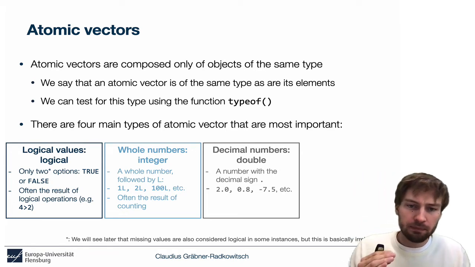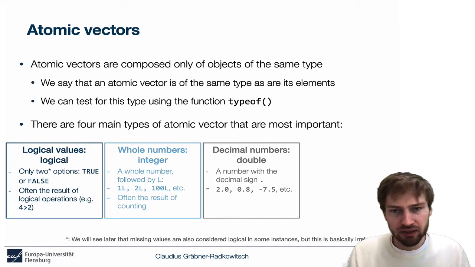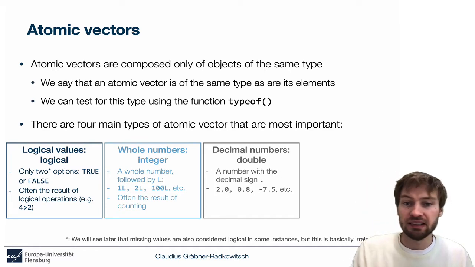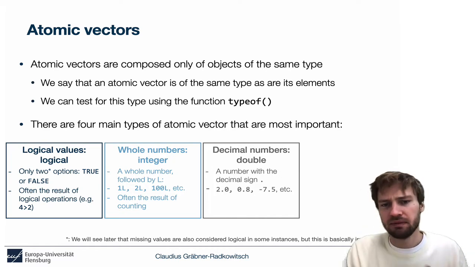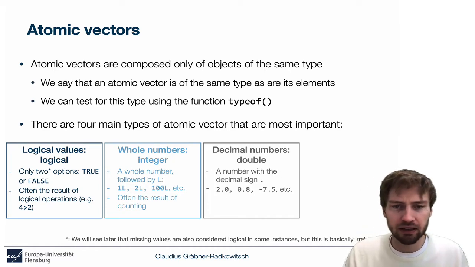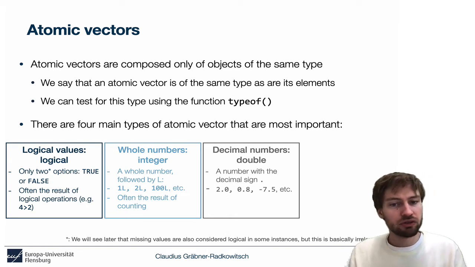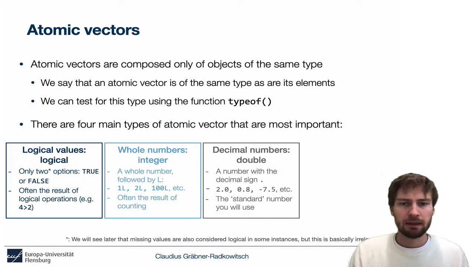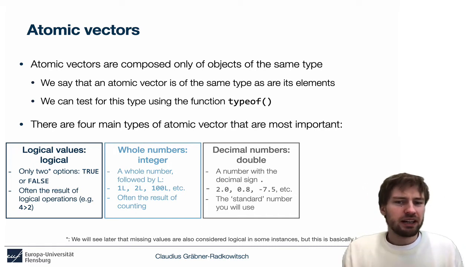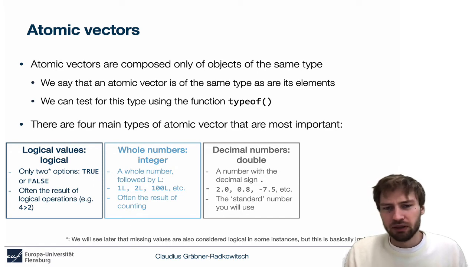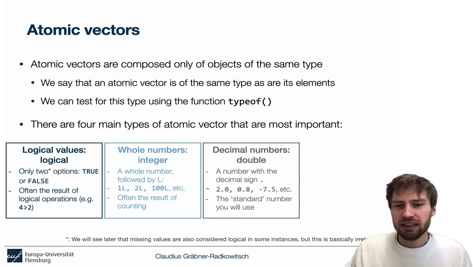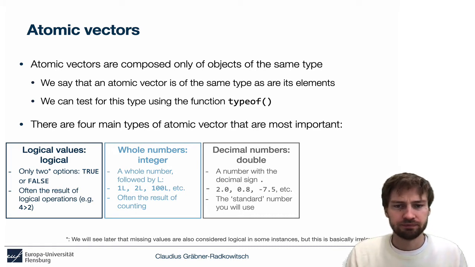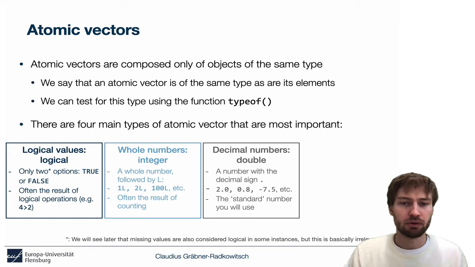Here, keep in mind that 2.0 counts as a decimal number, so as a double, but 2L counts as an integer. For you as a human, these two elements might be completely equivalent, but for the computer they are not. So there is a difference between 2 and 2.0. Nevertheless, I would say that in practice, doubles are the standard number you will use. In most of the cases you're dealing with something, doubles are much more frequent than integers. Nevertheless, both of them are very important.